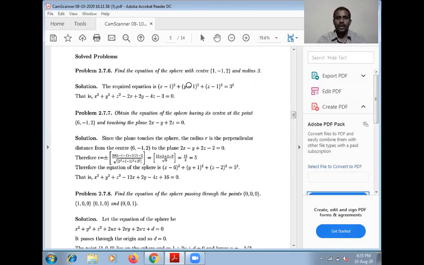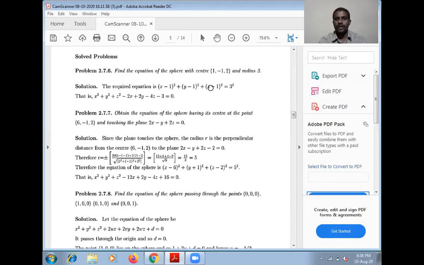So what is given in the problem? Center is given and radius is given. Center means here a, b, c equal to 1, -1, 2 and radius r equal to 3. But we have the formula. So a, b, c is the center and radius is r. The equation of the sphere is x minus a whole square plus y minus b whole square plus z minus c whole square equal to r square.